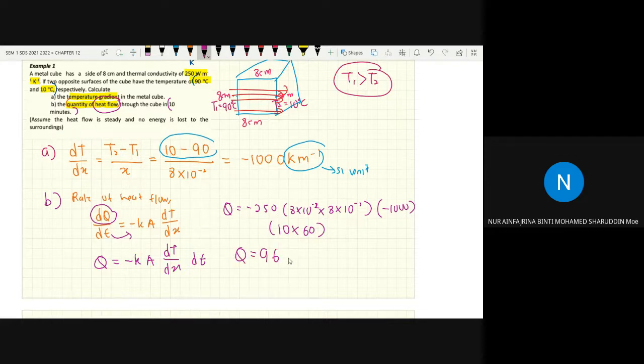Kejap, Miss tak ingat jawapan dia. 1, 2, 3, 4 joule. So, ini adalah area. And this is the time. And ni adalah dT over dx dia. Dan ini adalah K dia. Okay.